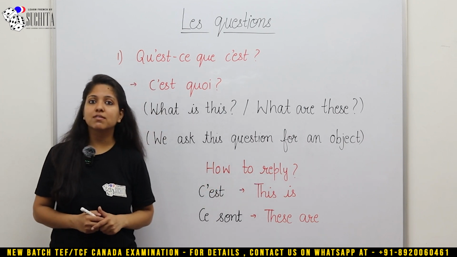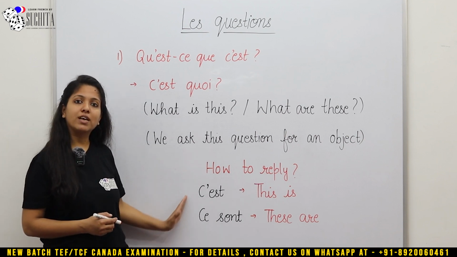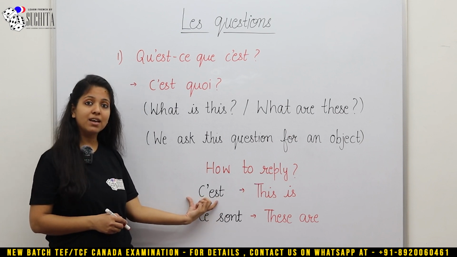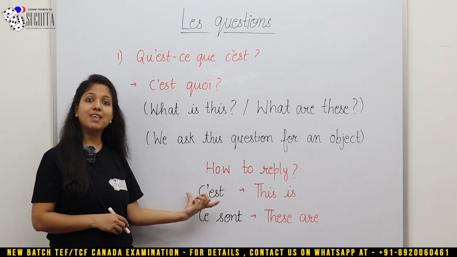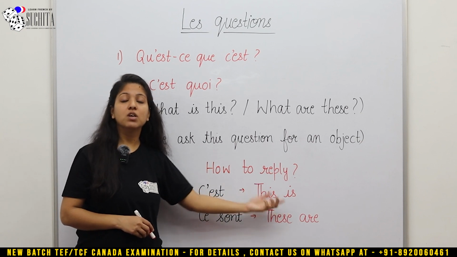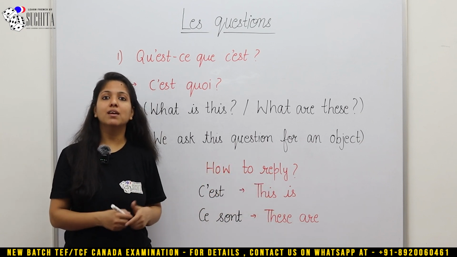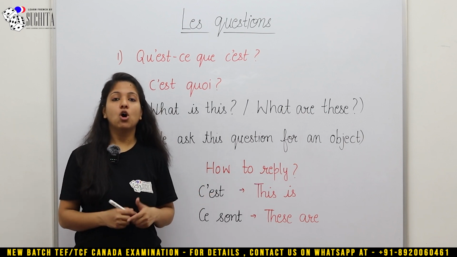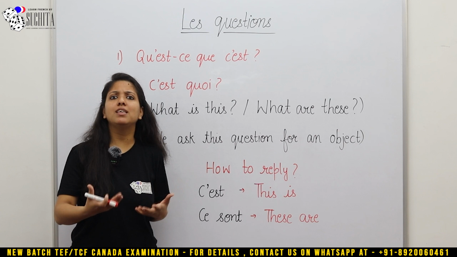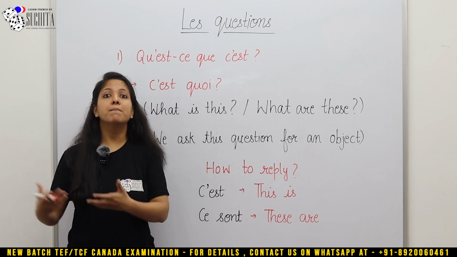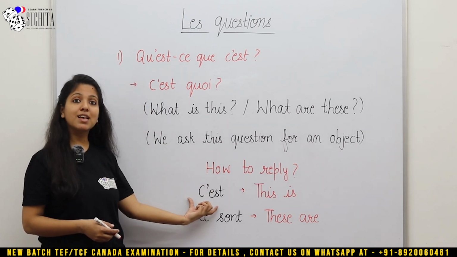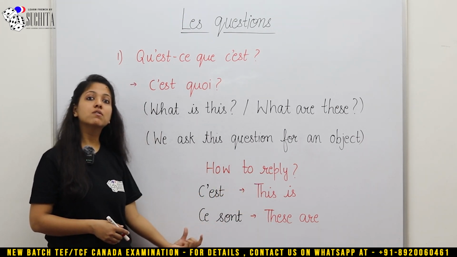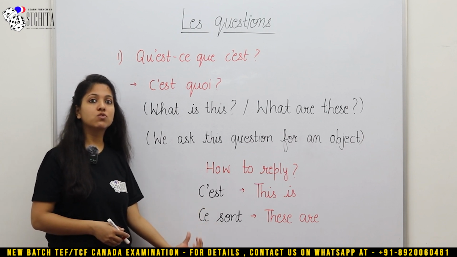So, for replying to this question, you need 2 things. C'est, ce sont. Now, c'est, which means this is. So, clearly, like there is a table, you will say, this is a table, if someone asks, what is this? Or let's say there are a lot of pens. So, what are these? You will say, these are some pens. So, this is c'est. These are ce sont.